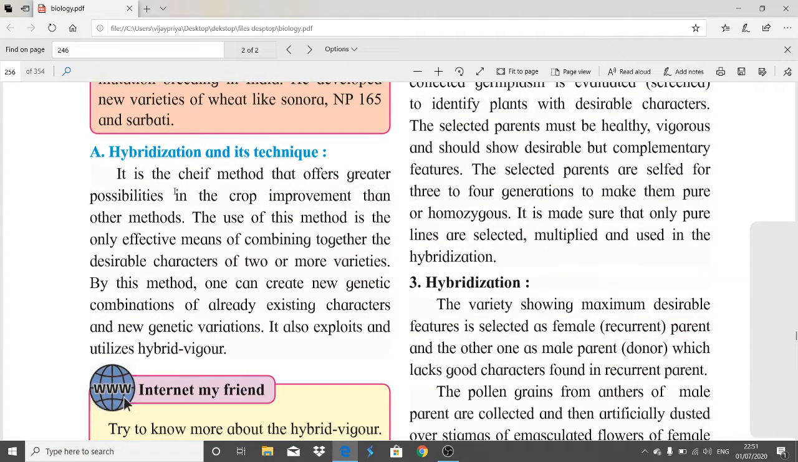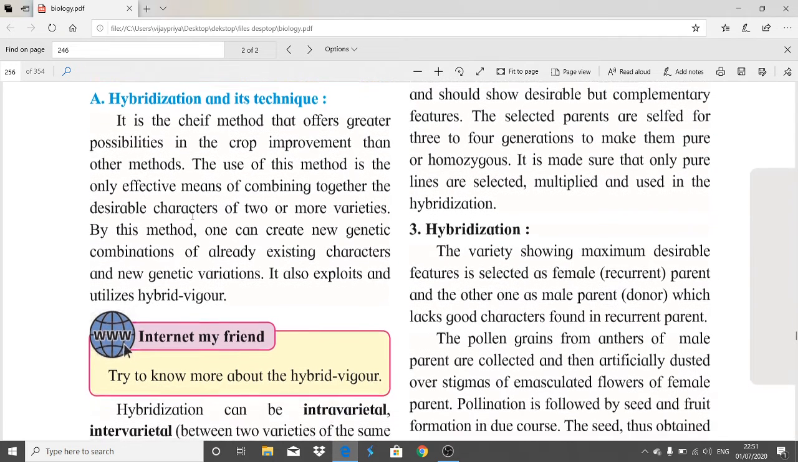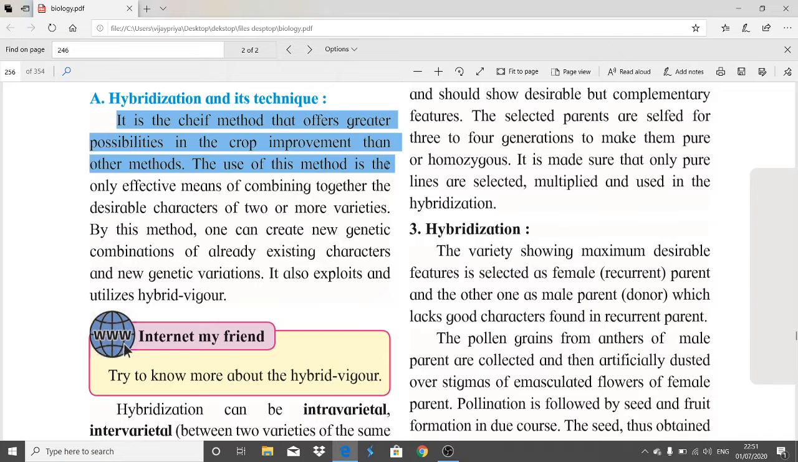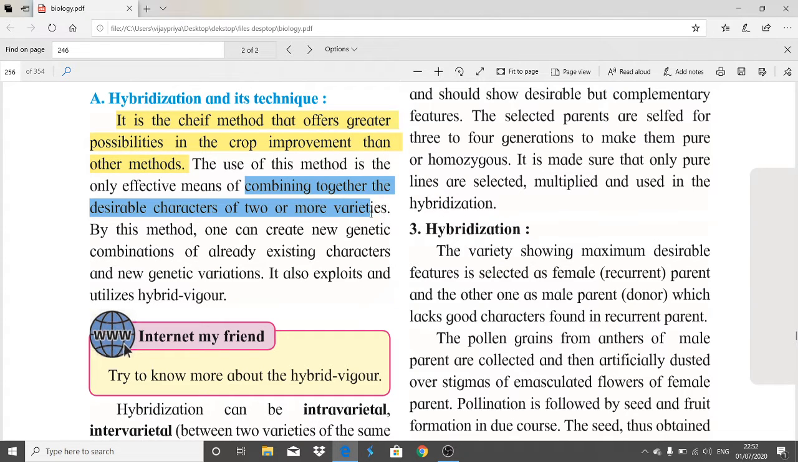Now, what is hybridization? It is the chief method that offers greater possibilities in crop improvement than other methods. This is an important method which gives greater possibilities in crop improvement. The use of this method is the only effective means of combining together the desirable characters of two or more varieties. So this is a very effective method, and that's why it is very important.